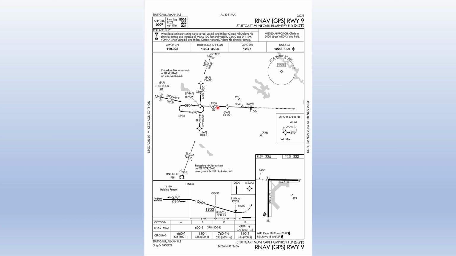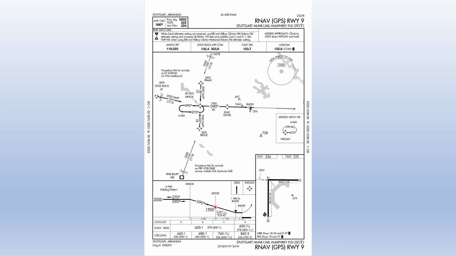Once we get about 3 nautical miles from Geese, we'll go ahead and configure for our descent. So we'll get the airplane configured and on the approach speed. And then as we hit Geese, you'll see that the GPS will sequence from Geese to runway 9. It will not sequence to the visual descent point. We have to know that is 1 nautical mile from the runway. So that's how we know where that point is. But the GPS will just sequence from Geese to runway 9.